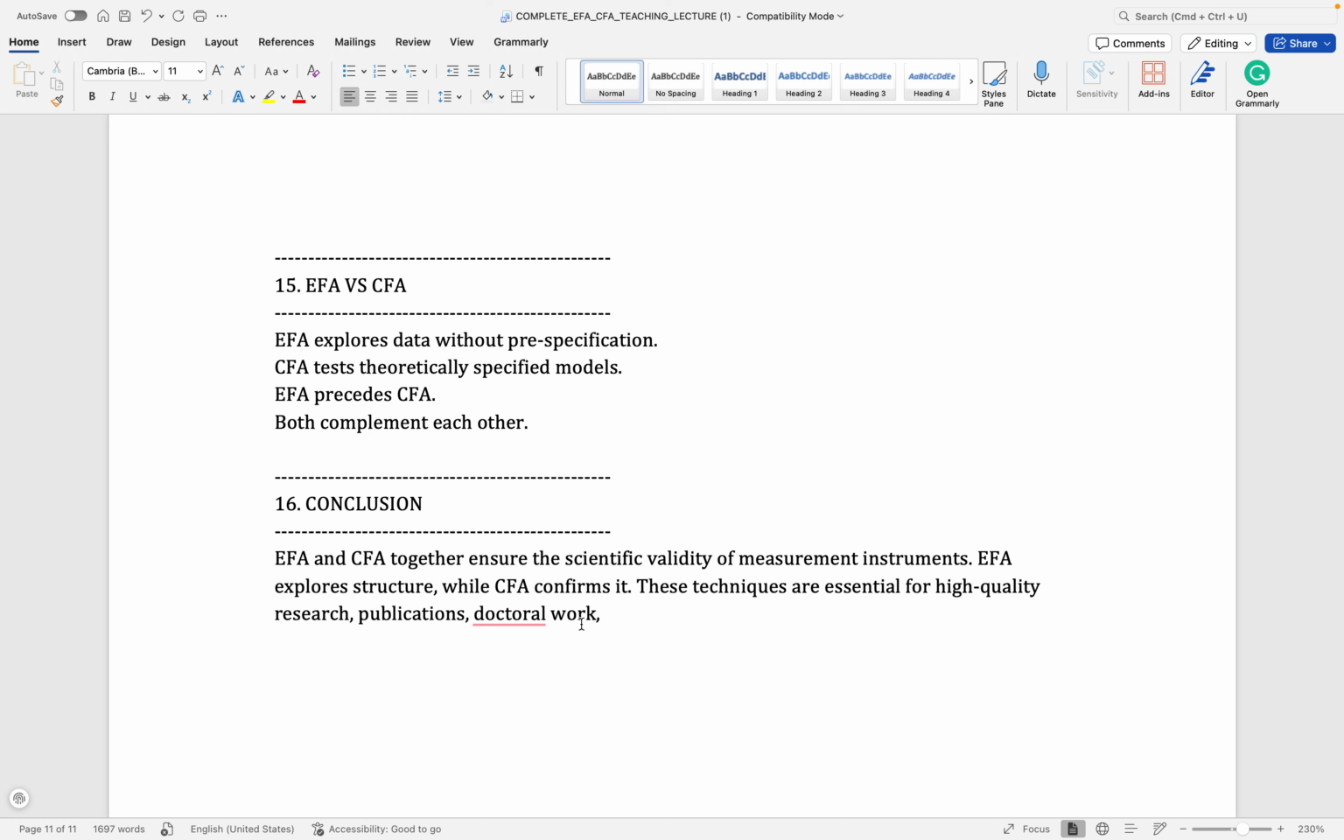EFA versus CFA. EFA explores the data without pre-specification. CFA tests a theoretically specified model. EFA precedes CFA. Both complement each other.